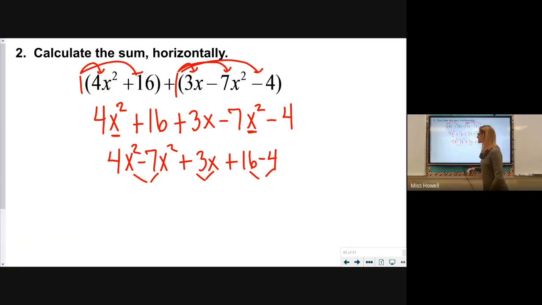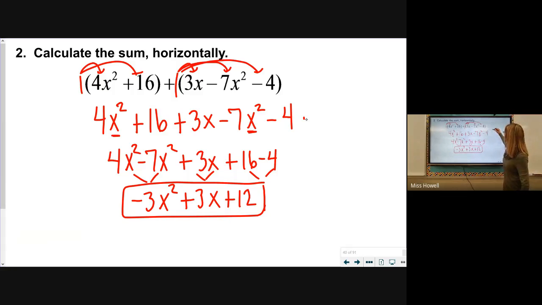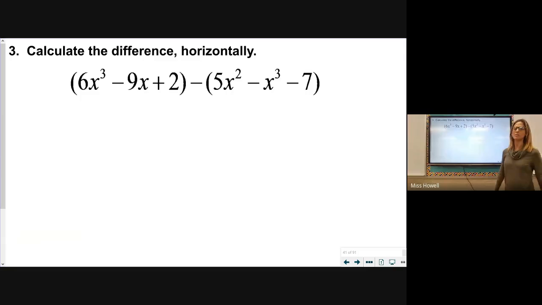All right, so 4 minus 7 would just give us a -3x squared. Plus our 3x here. That didn't have a like term. And then 16 minus 4 would just give us a plus 12. So the final sum in this case, a quadratic trinomial, is -3x squared plus 3x plus 12. Again, I must show this step. I must show this step. And this step in between is if I think I need it to help me get that standard form order. All right, so for the last 2 here, I'm not going to show you that optional step, just to show you that the option exists.